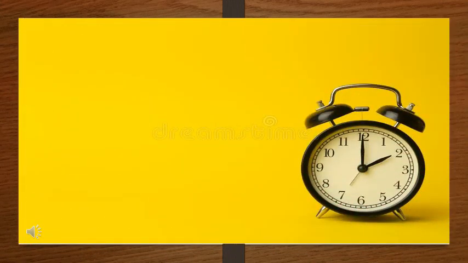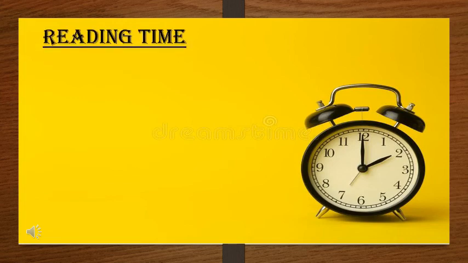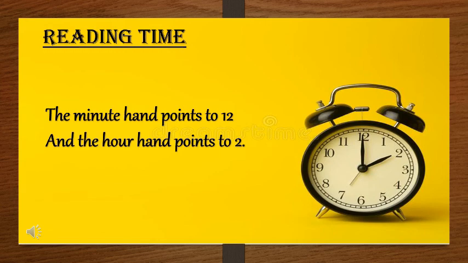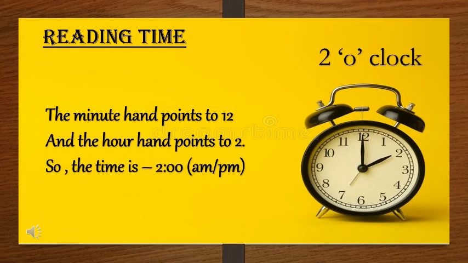Now let's learn how to read the time. As you can see in the picture, the minute hand points to 12 and the hour hand points to 2. So, the time is 2 o'clock. It can be AM or PM.